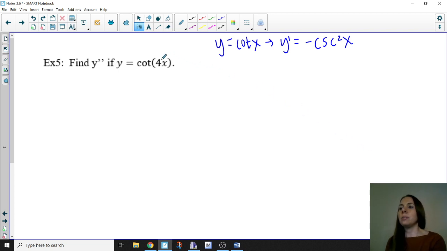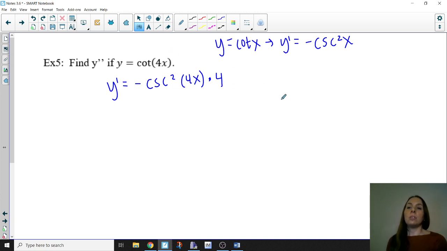Here we have cotangent of 4x, so the derivative is negative cosecant squared of 4x times 4, because this is not just a plain cotangent of x, it's a cotangent of 4x. Now that's just the first derivative. We need to get a second derivative here.